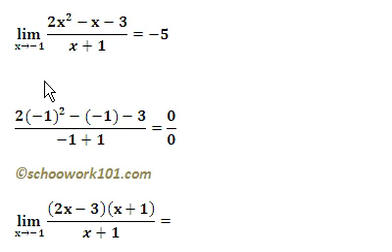Hey, we are solving limits analytically. We've got the limit of 2x squared minus x minus 3 over x plus 1 as x approaches negative 1, and I'm claiming it's equal to negative 5. So let's look at the procedures here. I'm going to do the direct substitution, plugging negative 1 directly in where there's an x.